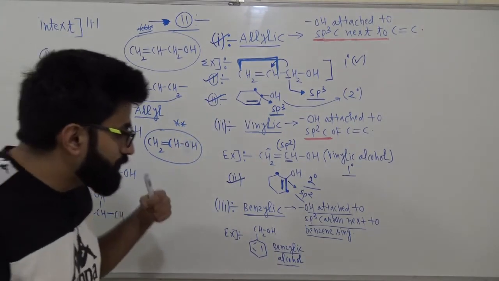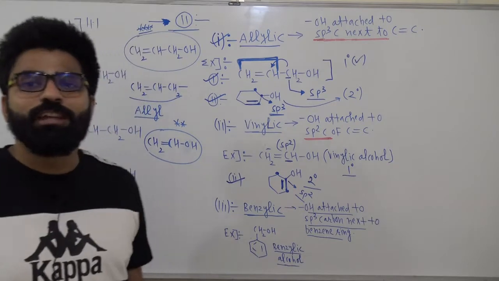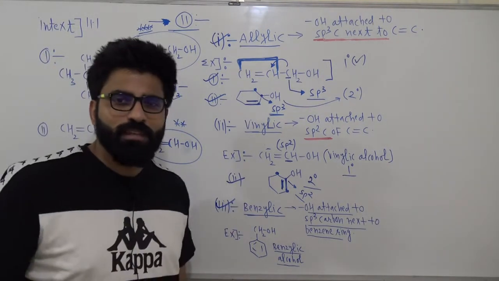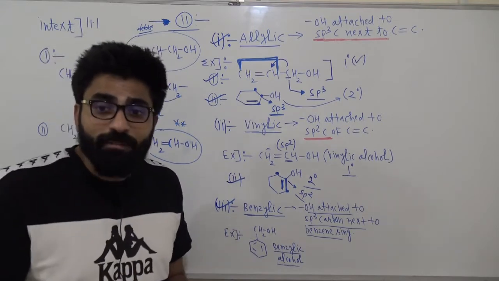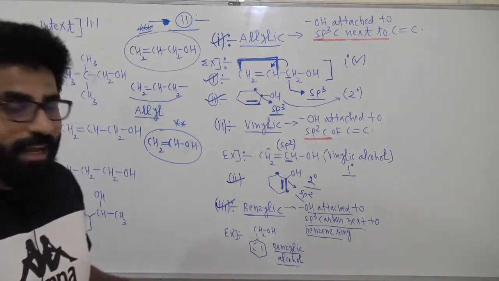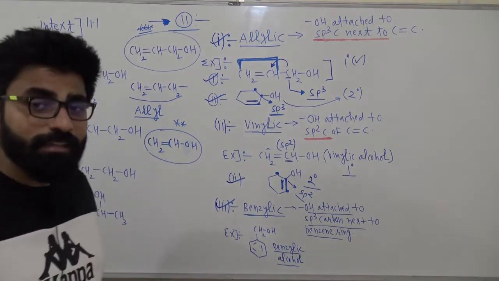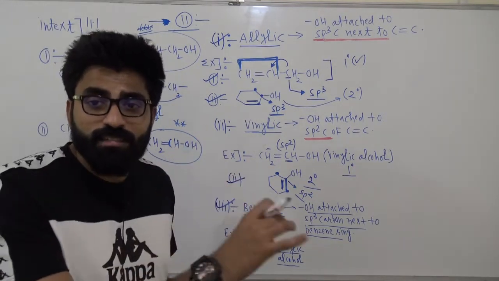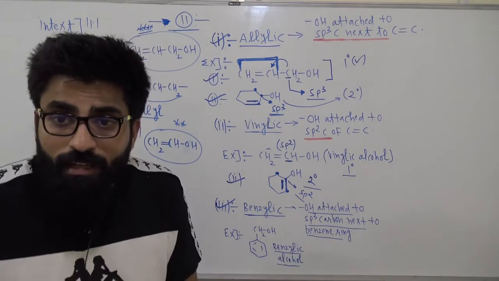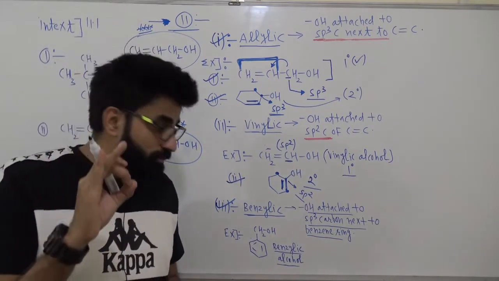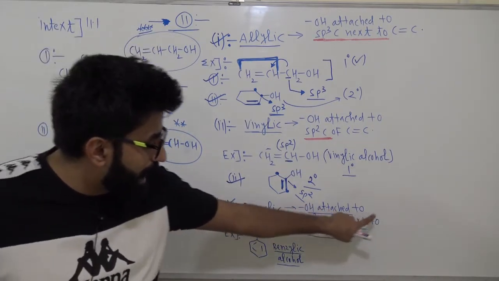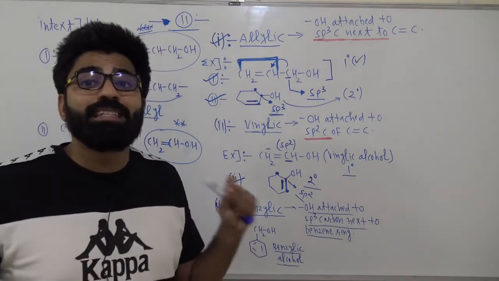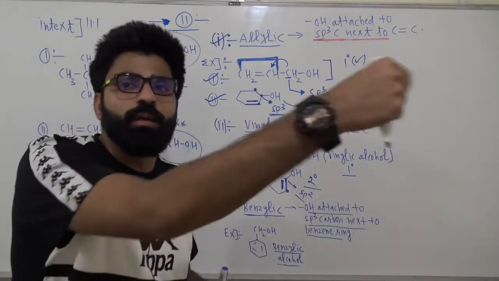Now come to the third type of classification, and very, very important, that is benzylic. Allylic we have done, vinylic we have done. Now the third is benzylic, right? So what is benzylic? The carbon to which OH is attached, that carbon we need to check. Listen to me very carefully: if OH is attached to an sp3 carbon, which carbon? The sp3 carbon next to a benzene ring.